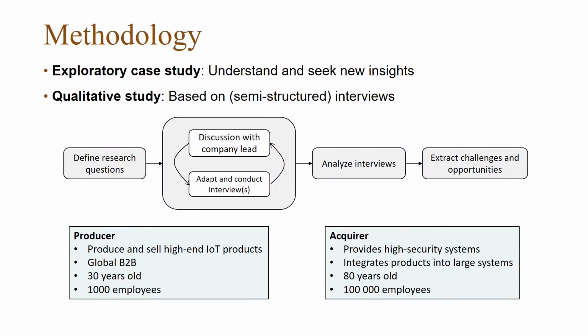For the two companies, we have the producer that produces and sells high-end IoT products. They're in the global B2B business, is about 30 years old and has about 1,000 employees. The acquirer provides high security systems for the customers. They integrate the products into larger systems. The company is about 80 years old and is a very large company with about 100,000 employees.